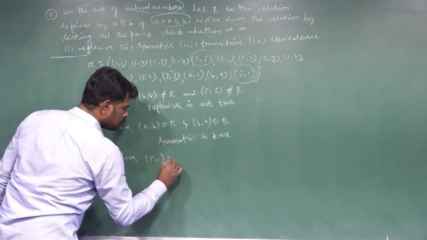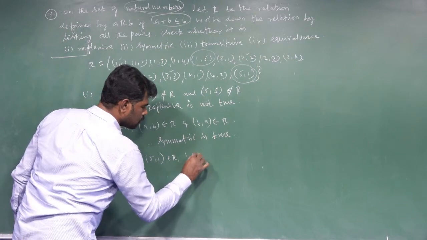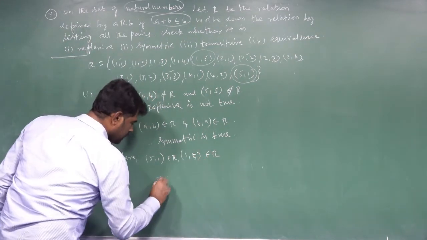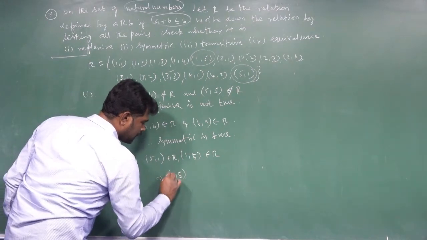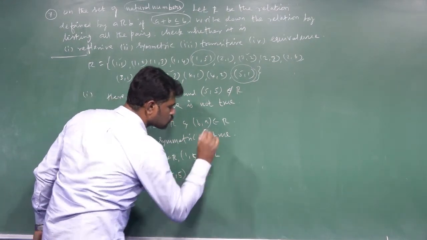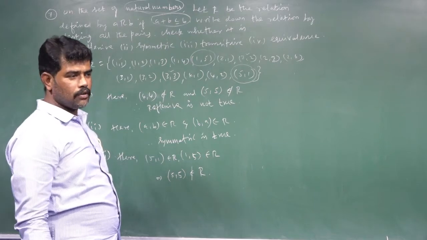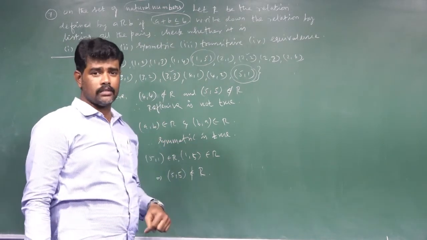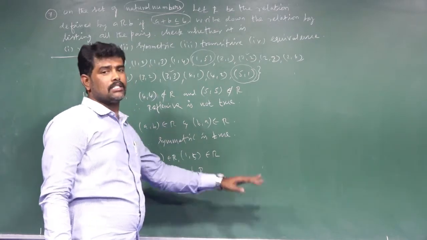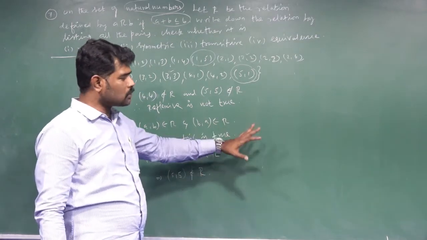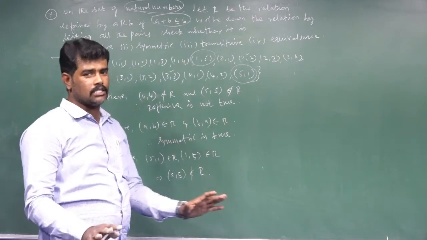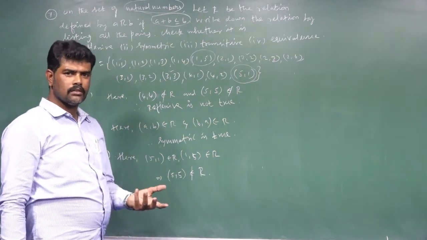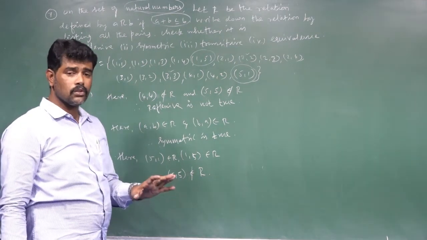(5, 1) belongs to R. (1, 5) also belongs to R. Then the pair (5, 5) does not belong to R. If one pair does not exist, that is enough for us to say this is not transitive. Only if all the pairs satisfy the condition is it transitive. So one pair failing is enough to say this is not transitive.